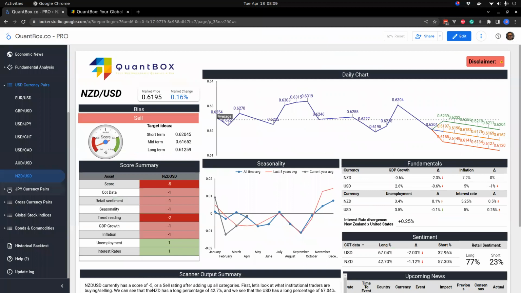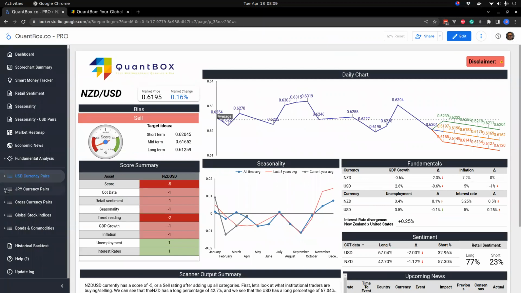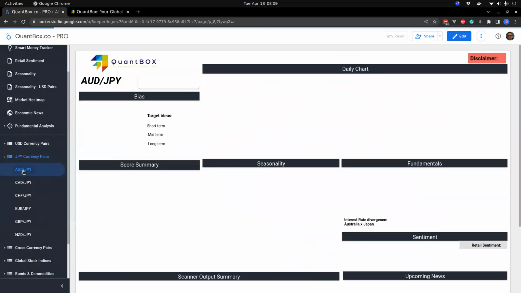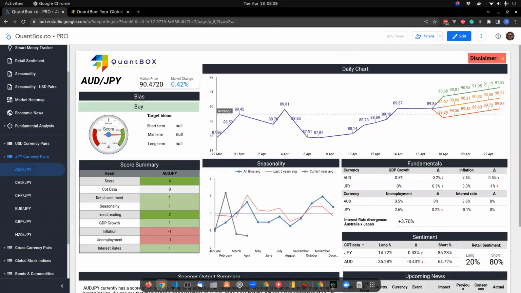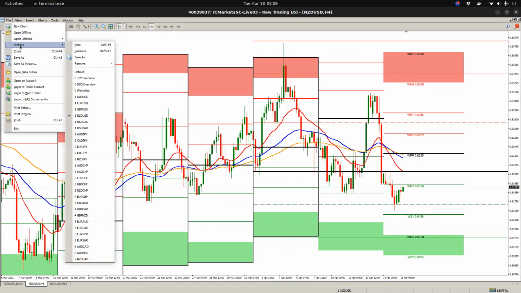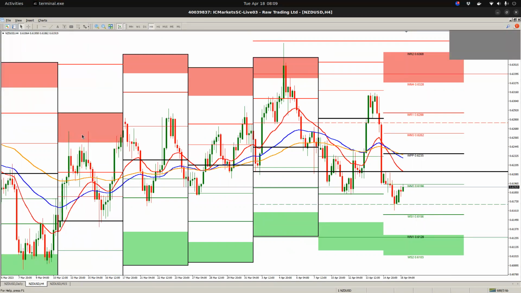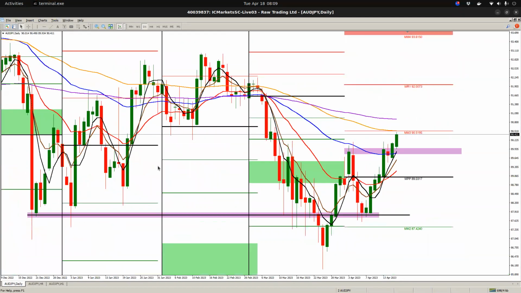Taking a look at our Japanese yen pairs. We've got a buy on Aussie yen. Let's take a look. Seasonality says bearish. You can see here we're out of position for a buy completely. There was an opportunity to buy down there, and right now price continues going higher.